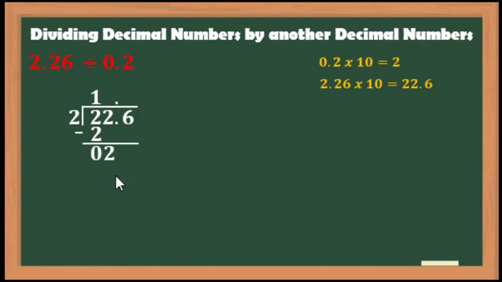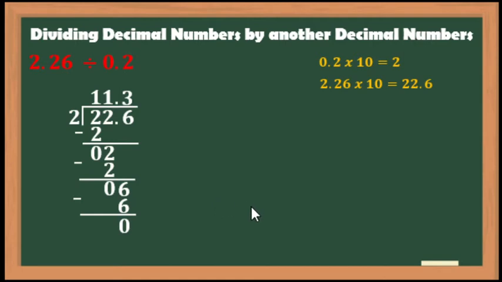Go back to the first step. Divide. 2 divided by 2 is 1. Multiply. 1 times 2 is equals to 2. Subtract. 2 minus 2 is equals to 0. Bring down. Bring down the digit 6. Again, go back to the first step. Divide. 6 divided by 2 is 3. Multiply. 3 times 2 is 6. Then finally, subtract. 6 minus 6 is equals to 0. So our answer is 11 and 3 tenths.